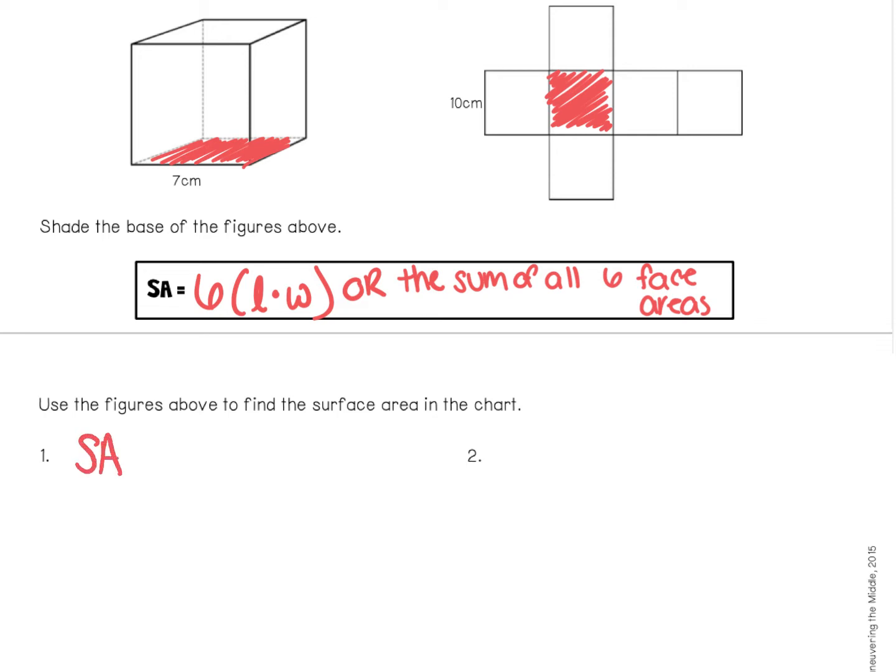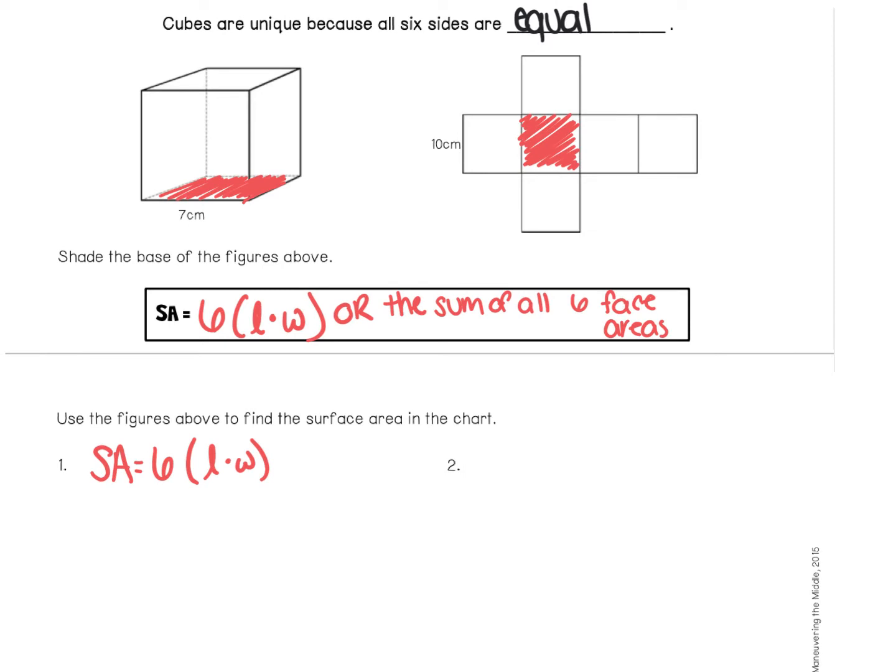So we're going to start by just rewriting out that formula. 6 times L times W. And then we're going to substitute in what we know. So for shape number 1, we're looking at the one directly above it that's drawn as a 3D shape. So what are we going to plug in here to solve this? Olivia? 7 times 7 times 6. Good. So we're going to have the surface area 6 times 7 times 7.